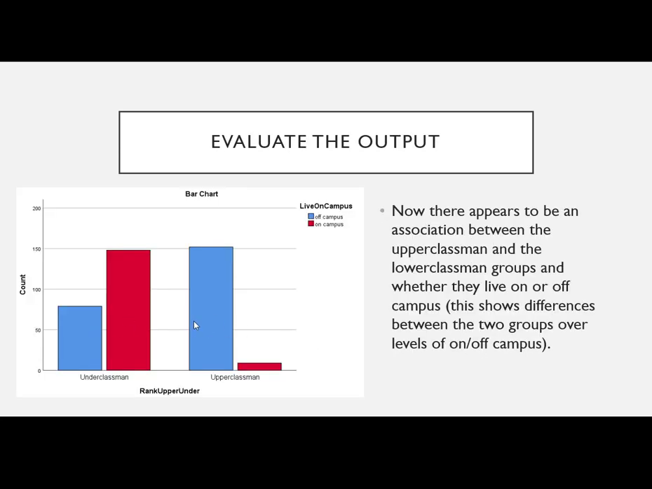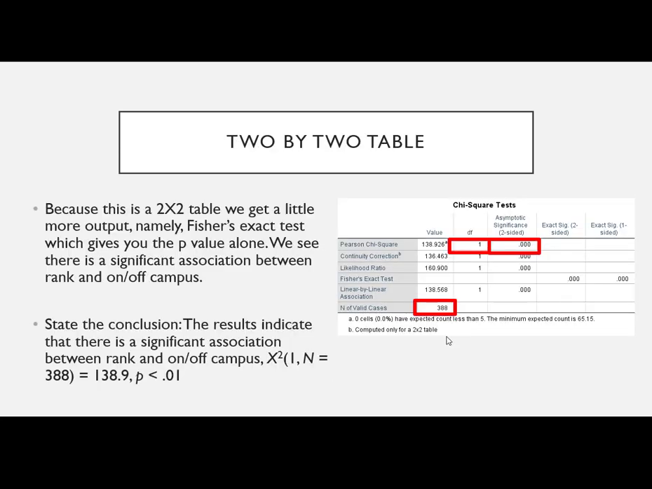And here we see a difference with the underclassmen, right? So on campus, off campus, there's about half, and then here way significantly different. So I think we're going to see a significance here. Because this is a 2x2 table, we get a little more output, namely Fisher's exact test, which gives you the p-value only over here. We see that there is a significant association between rank and on and off campus. So we state the conclusion. The results indicate that there is a significant association between rank and on and off campus, and we write it out.